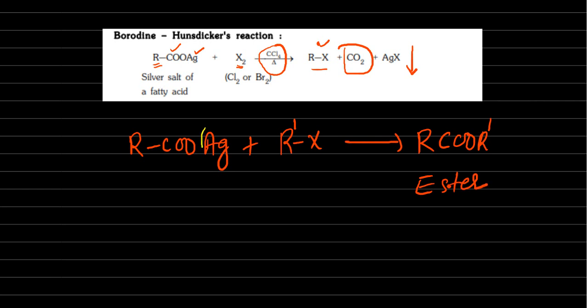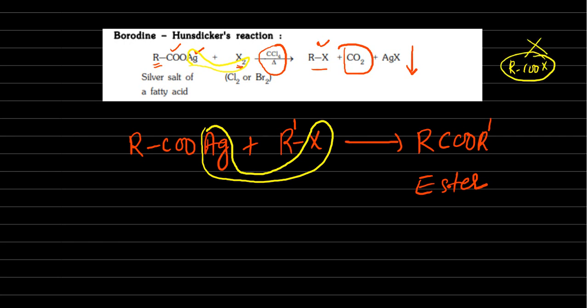So it is a nucleophilic substitution reaction. What you have to do: AgX we are removing, of course, here also we removed the AgX. In the first reaction, the acyl hypohalite is unstable because there is no such compound as RCOOX. That's why carbon dioxide is released and alkyl halide forms. Here it is forming the ester.